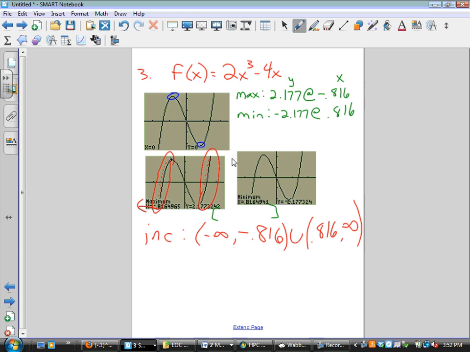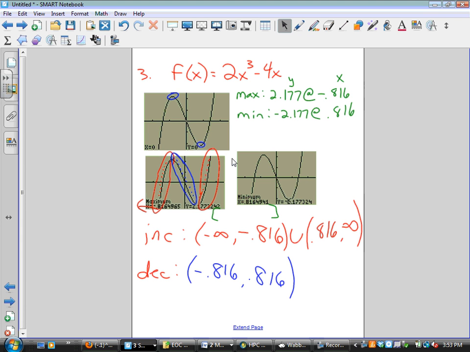nor decreasing. Okay, so now let's look at where this function is decreasing, and it's just decreasing in between those two intervals, where our little ant would be going downhill as he was walking to the right. So that's just going to require one interval, and that's from negative 0.816 to positive 0.816. Okay, so that took quite some time, but really not all that difficult. All you had to do is go to your calculator, find the minimum and the maximum.